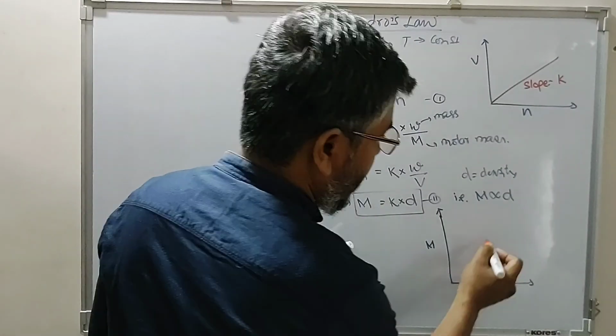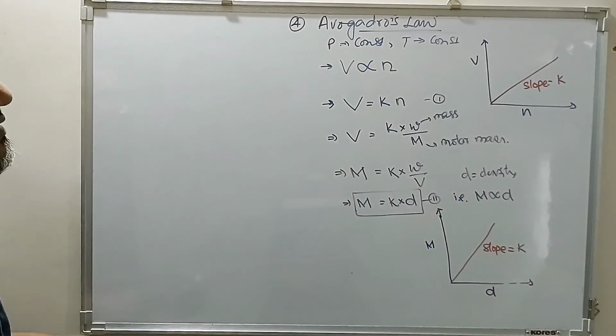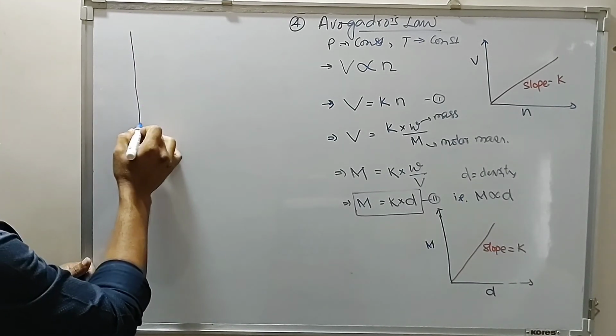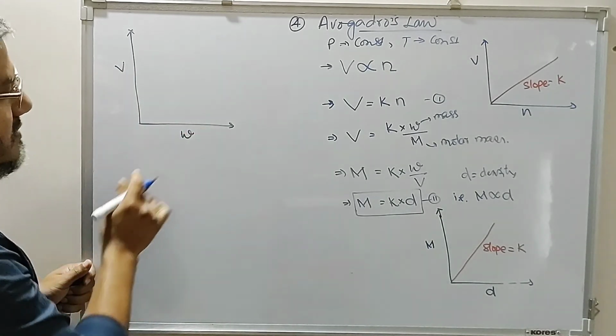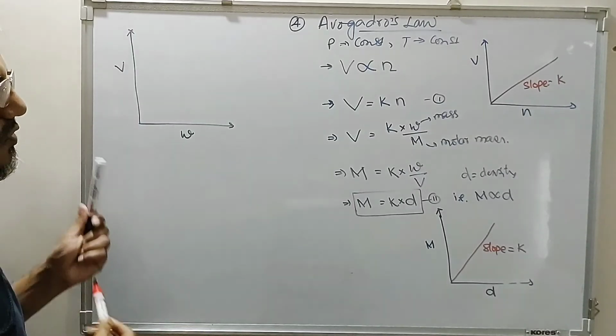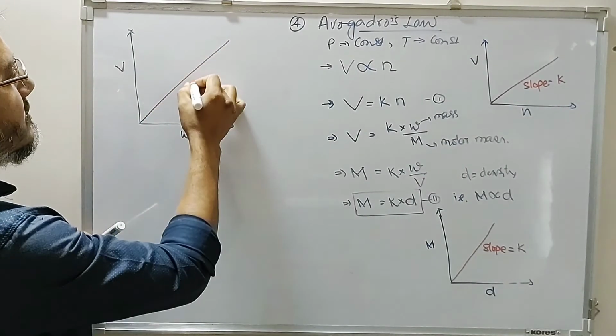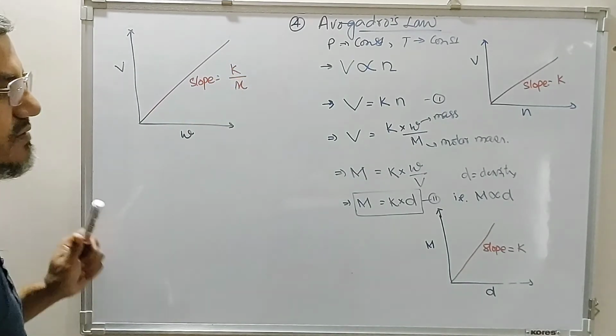If you make this graph, molecular mass versus density, then also we have a straight line passing through origin. Again the slope is constant K. But if we make a graph between volume and mass, this is mass of gas, this is volume of gas, again this is equation of straight line passing through origin. The only difference is slope will change, so slope is equal to K by molar mass.